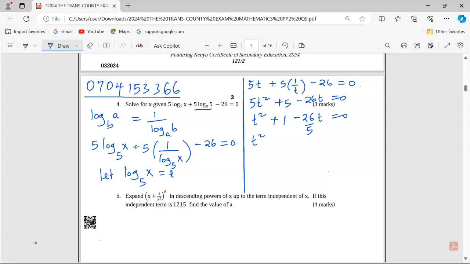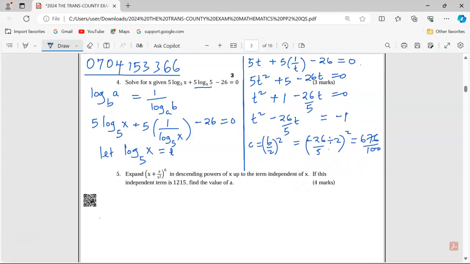The next step will be taking the constant to the other side, such that now 1 becomes negative at this point. With this, we can add a constant to make the left hand side a perfect square, in which case I'll add a constant c, which is given by b over 2 squared. Therefore, I'll be taking negative 26 over 5 divided by 2, then I square everything. This will give us negative 26 over 10 squared, which will be 676 over 100.